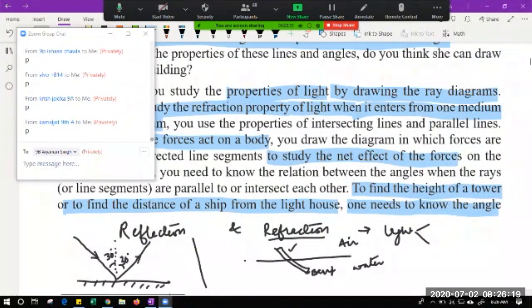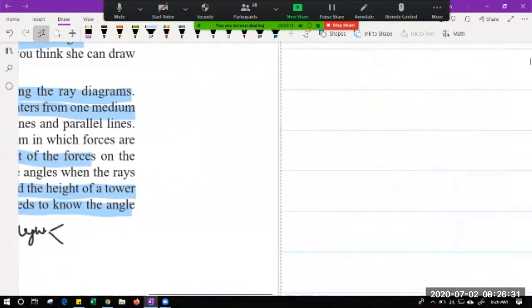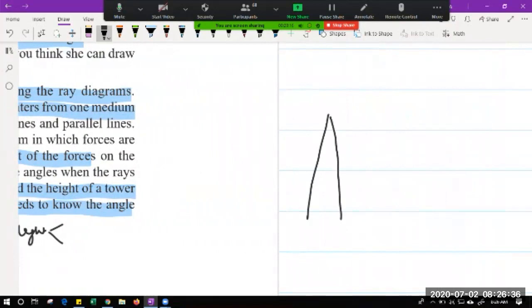Now, one more thing is there. They are saying to find height of a tower. In class 10, we will study about this. To find height of a tower or distance of a ship from a lighthouse, one needs to know the angle. Now, what they are trying to say, let's see. Suppose I have Qutub Minar here. It is very tall. You are standing over here and you want to measure its height. What will you do? Will you use an inch tape to measure it? No, you can't use an inch tape to measure it because it's not feasible. So in this case also, what is going to help us? Angles are going to help us.